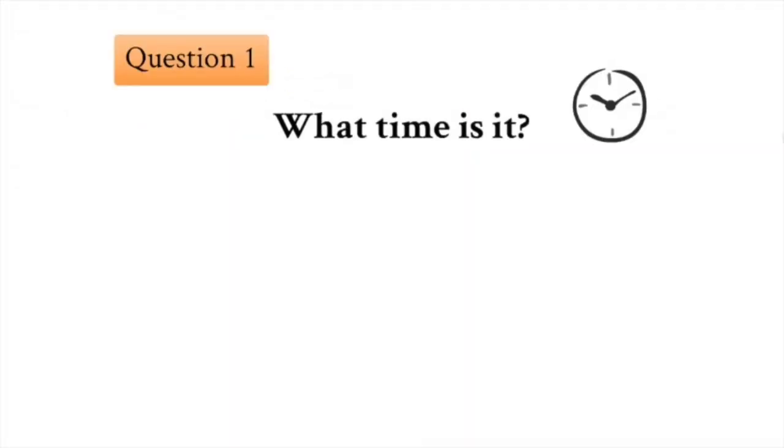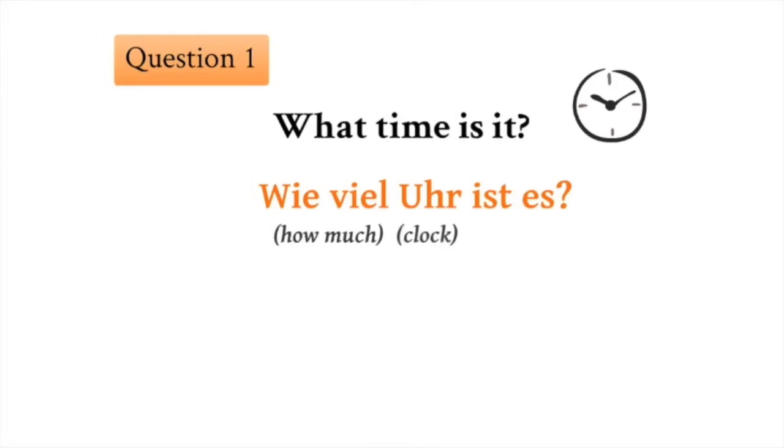What time is it? In German we have two options. The first option is Wie viel Uhr ist es? Wie viel can be translated as how much. Uhr is the clock. It literally means how much clock is it?